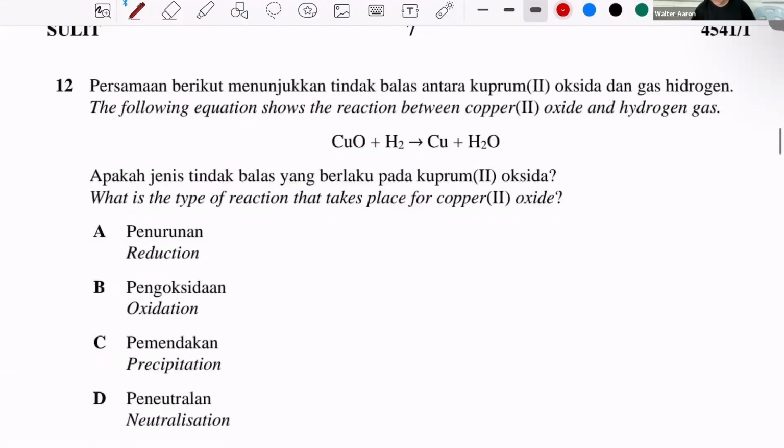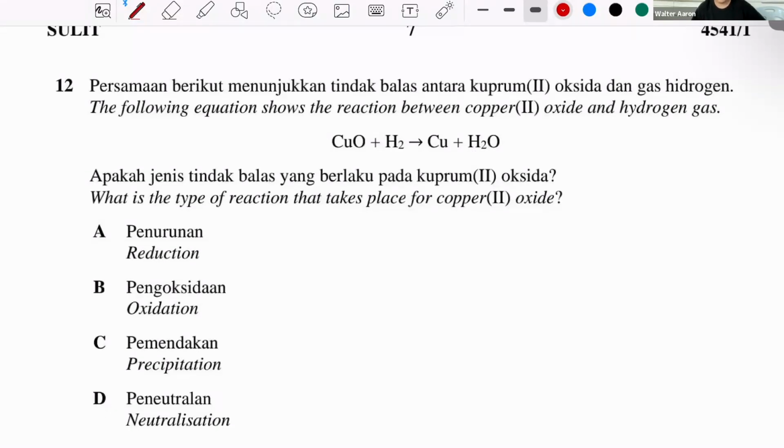12, the following equation shows the reaction between copper 2 oxide and hydrogen gas. So what is the type of reaction that takes place in copper 2 oxide? I think we see closely, right? Copper oxide actually loses its oxygen to hydrogen, and is then reduced to pure copper. So this is actually a redox reaction.